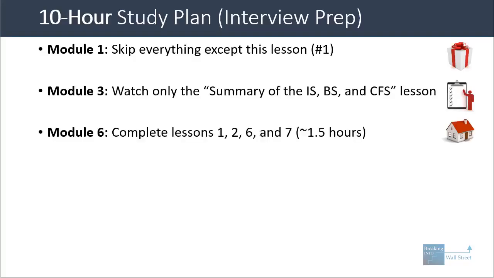Then I would skip all the way to Module 6 and look at 4 specific lessons there on equity value, enterprise value, and valuation multiples. These will be important as you go through some of the valuation lessons after this.